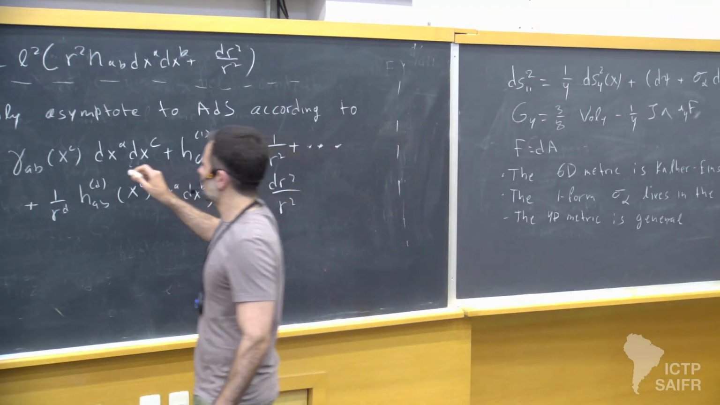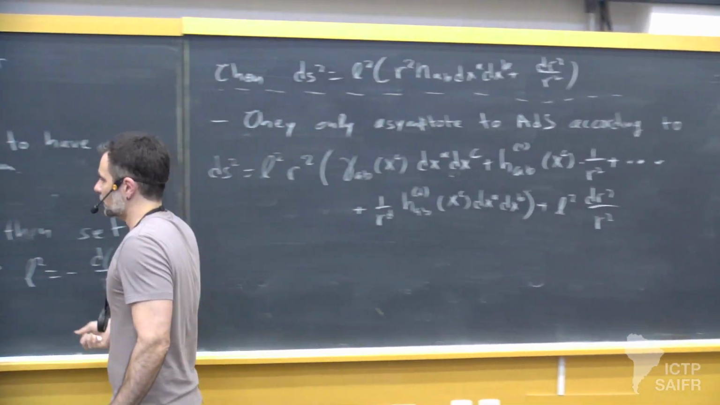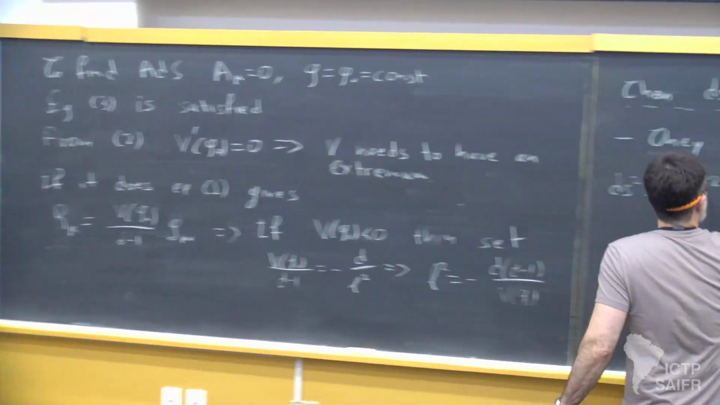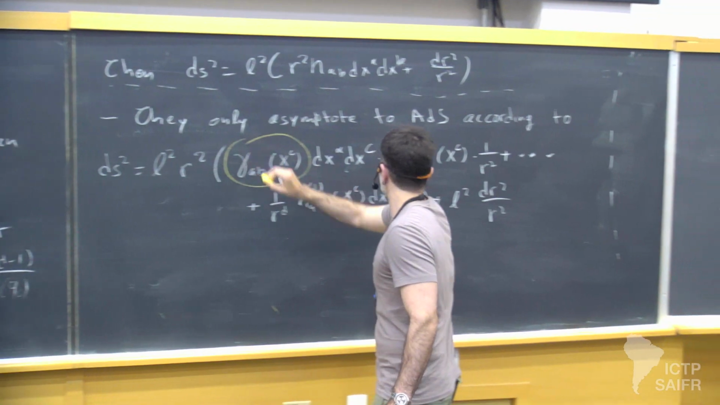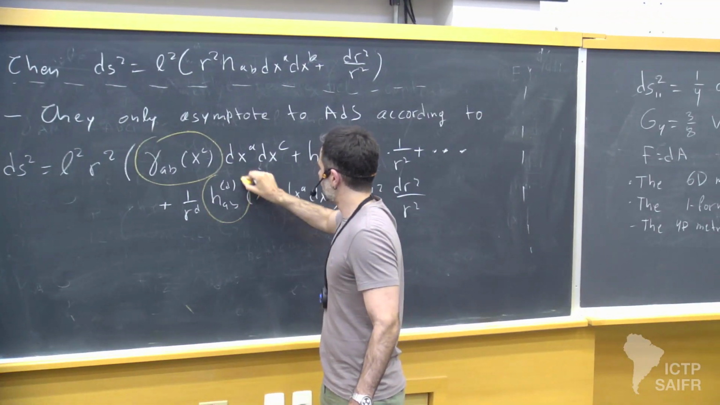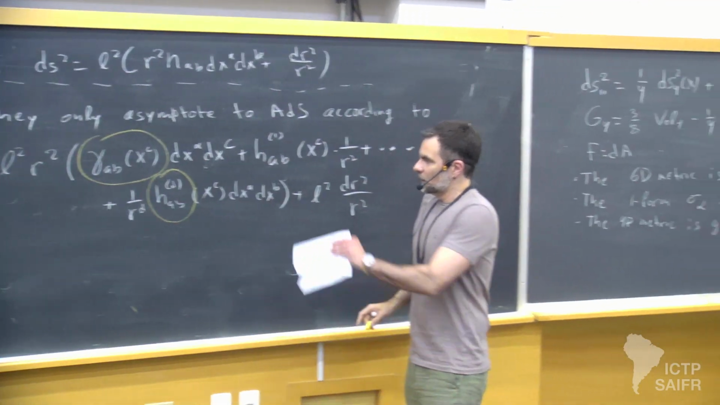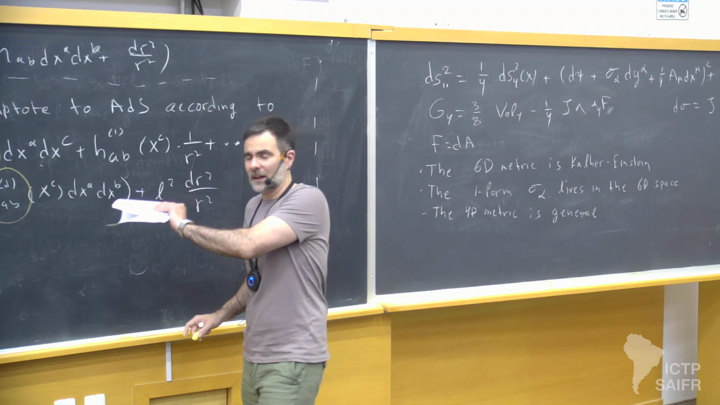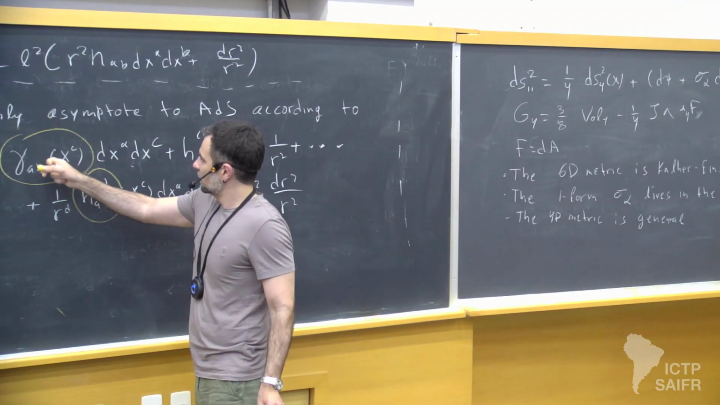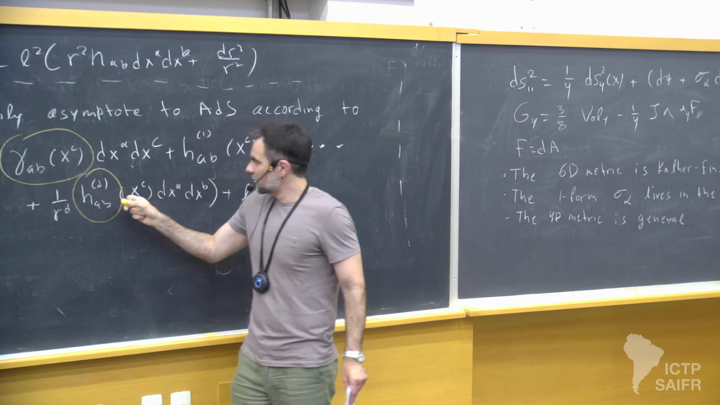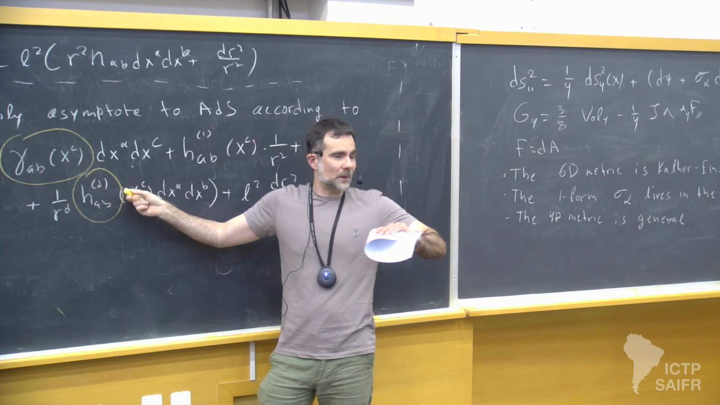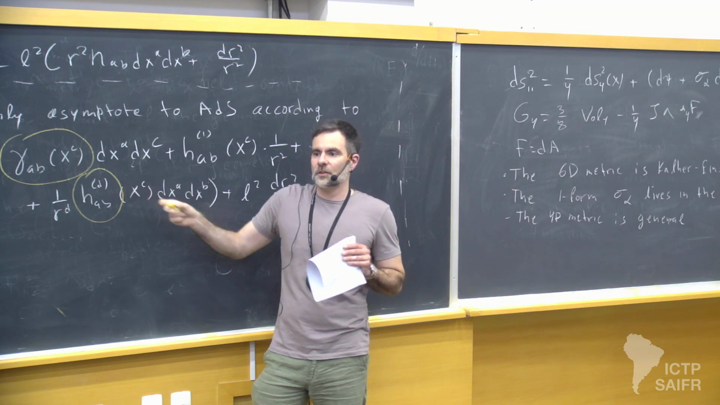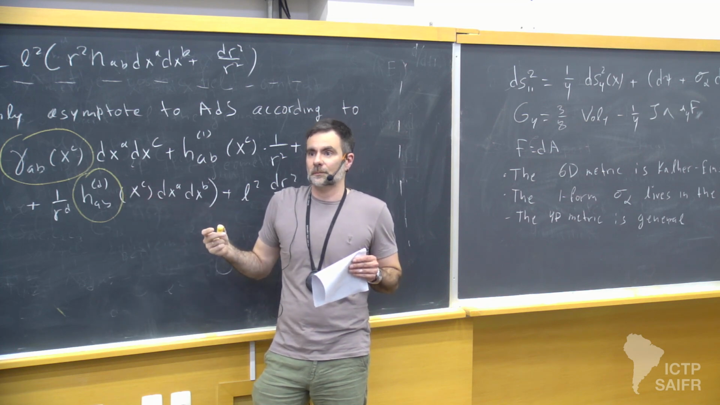Now, I want to circle this quantity and that quantity. If you plug in an expansion like this and expand in R, you will find that this function and that function of x, where x is the boundary coordinates, are not specified by the equations of motion. So these are like constants of integration. Okay?